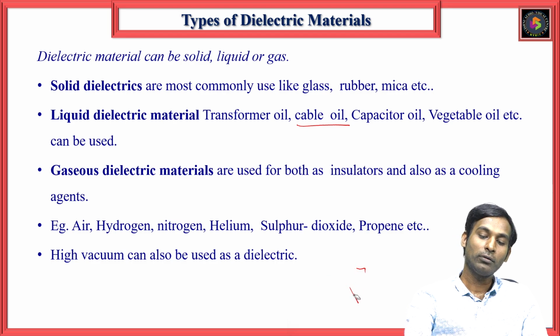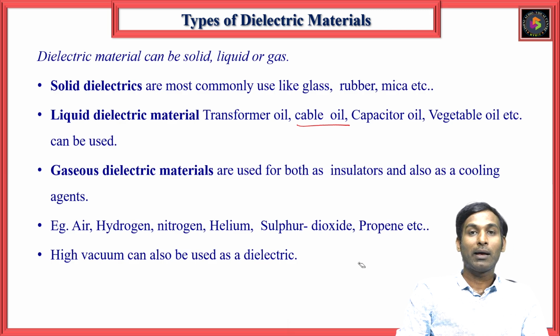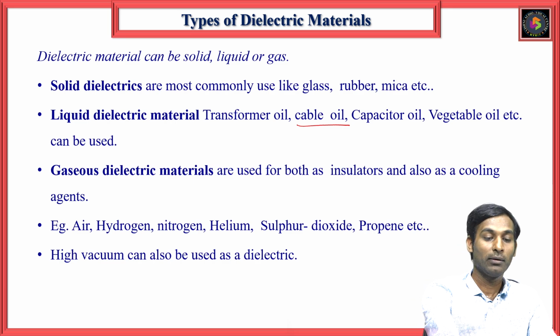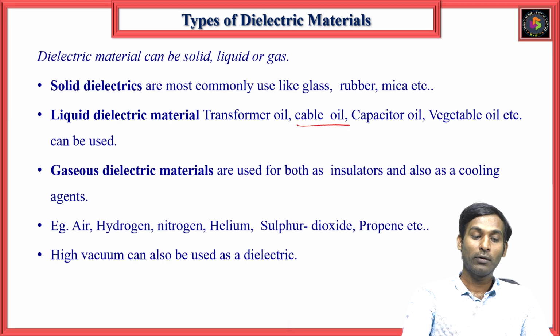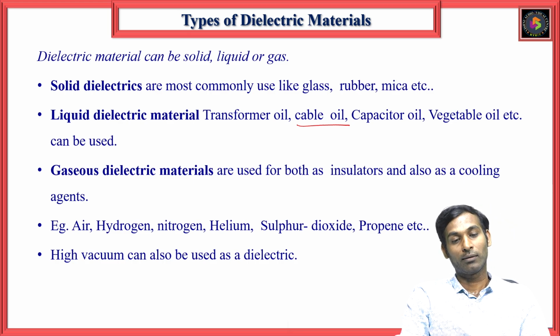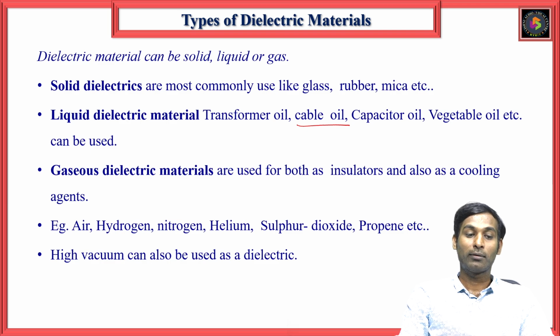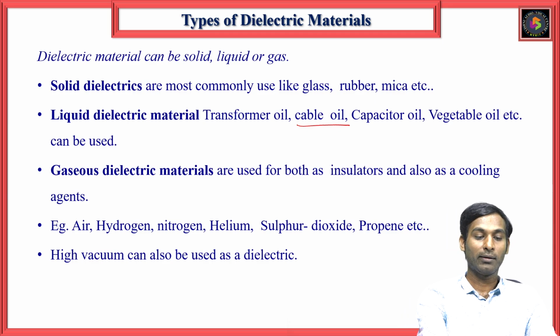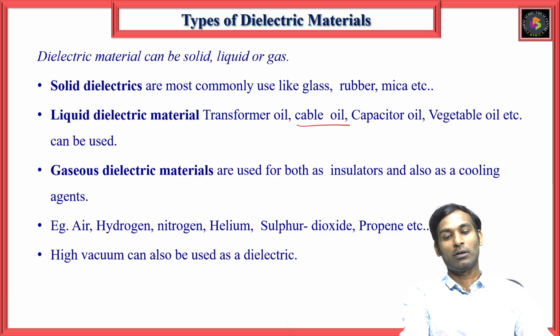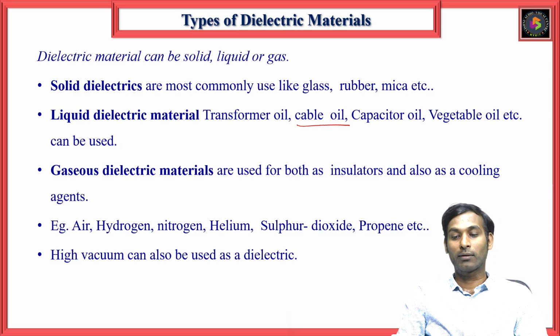From the application point of view, impedance is important for the dielectric waveform. If you go for the gaseous dielectric material, it can be used both as an insulator and also as a cooling agent. It is a different material. Okay, from the research point of view, dielectric material is applicable in solid form and liquid dielectric material. Coming to the gaseous dielectric, we are taking air, hydrogen, nitrogen, helium, sulfur dioxide, propane.